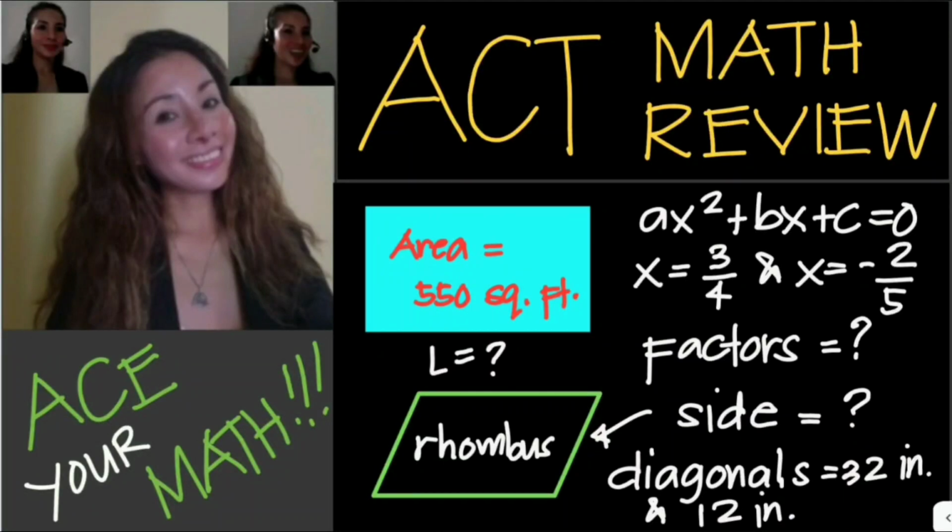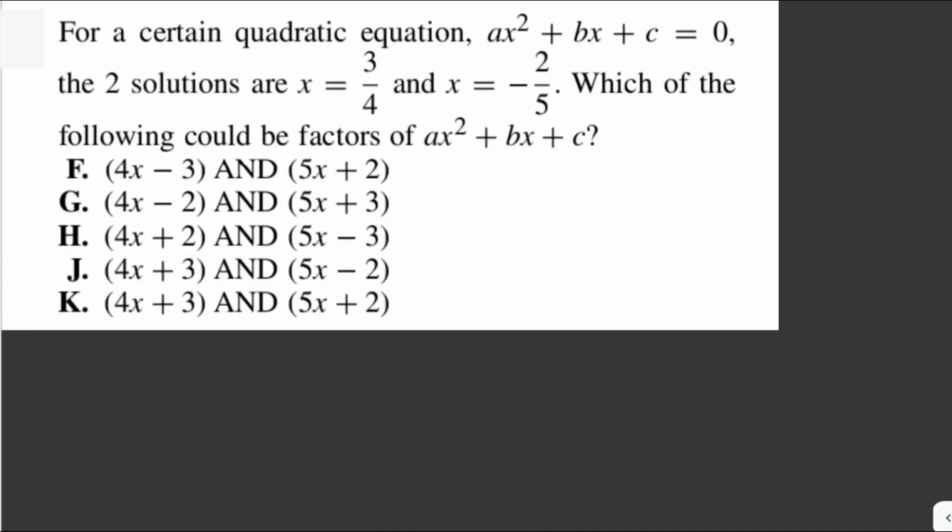Let's solve some problems here. For a certain quadratic equation ax squared plus bx plus c equals 0, the two solutions are x equals 3/4 and x equals negative 2/5. Which of the following could be factors of ax squared plus bx plus c? Okay, we're given here a quadratic equation with two solutions which are equal to 3/4 and negative 2/5.